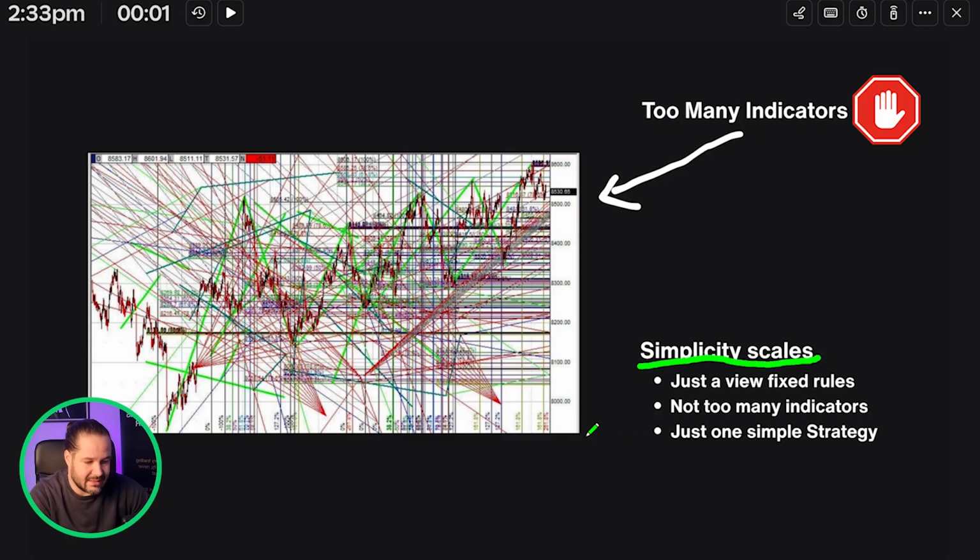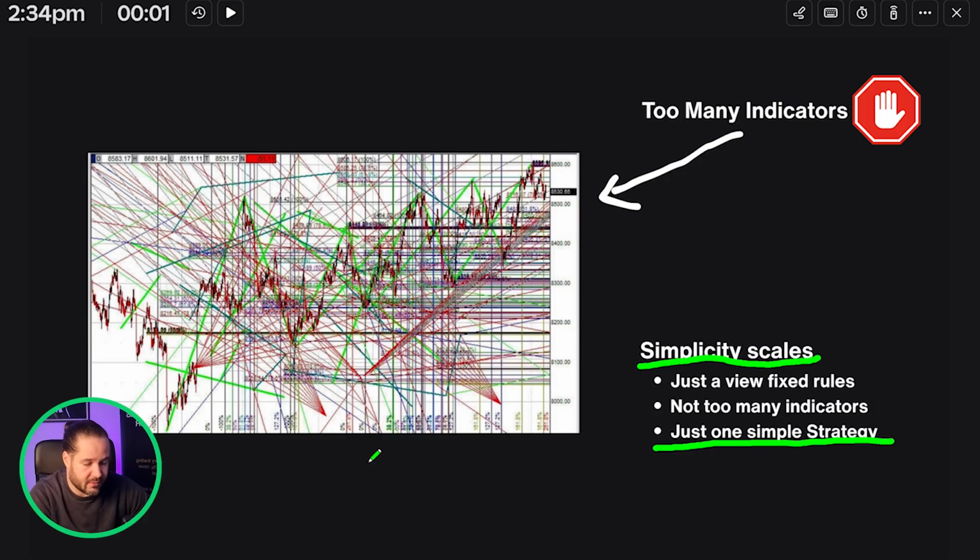So you just need a few fixed rules, like in this strategy. You don't need 10 indicators to align, just a few indicators for automation and to save you some brain capacity and for sure also time. And then you need to stick to just one strategy, like this one here in this video.